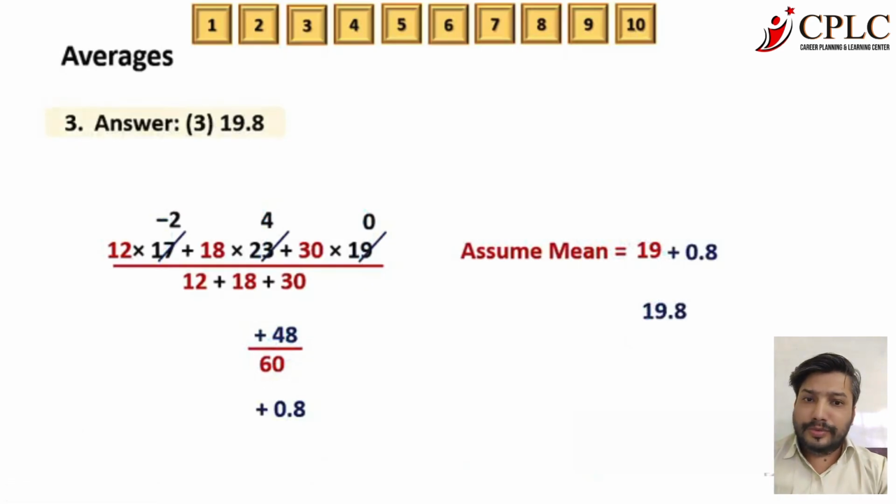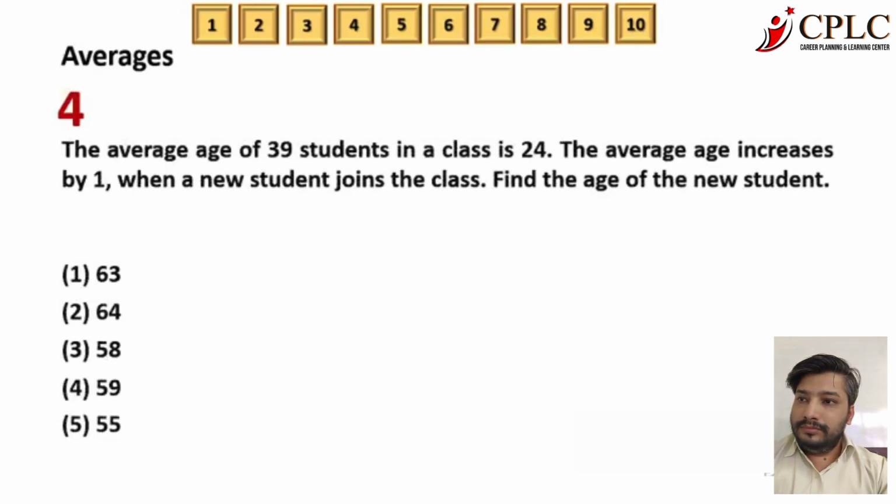Great, they have also assumed 19 only, which is the best part. The fourth one: the average age of 39 students in a class is 24, and the average increases by 1 when a new student joins the class. What is the age of that new student?